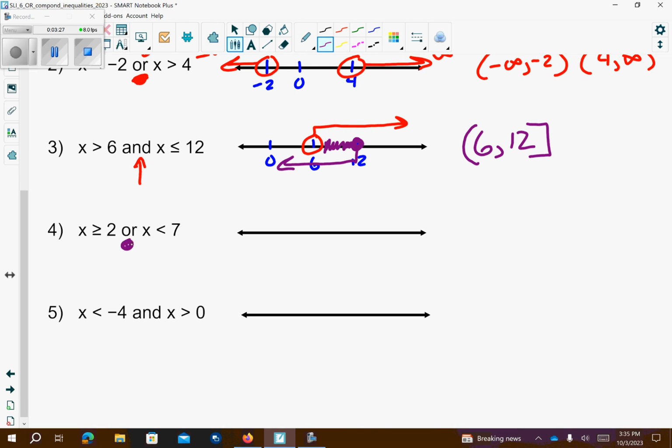Okay, we have or. So we don't need to have overlap, but we can. So I'm going to go 0 here, I have 2 here, and 7 down here. All right, this is an or problem. That's a different word than and. So I'm going to have a solid dot at the 2, and I want it going this way. And then I'm going to have an open dot on the 7 going this way. This is an or problem. I'm not worried about overlap. Overlap can exist, but because it's the word or, this is going to go from -infinity to +infinity.